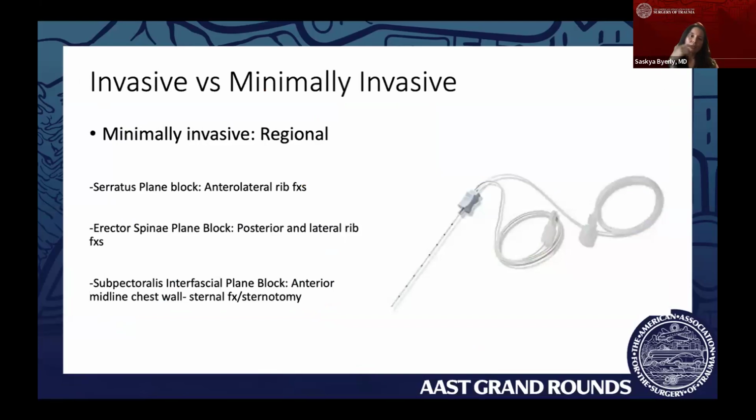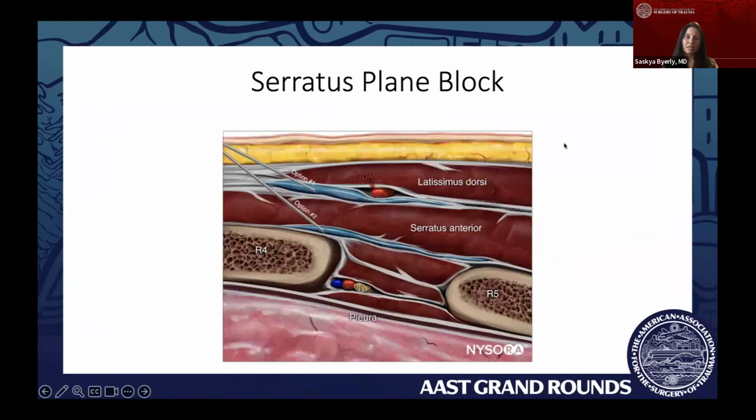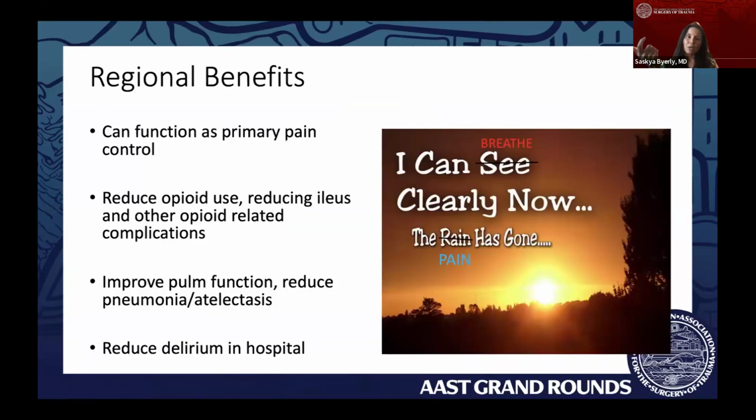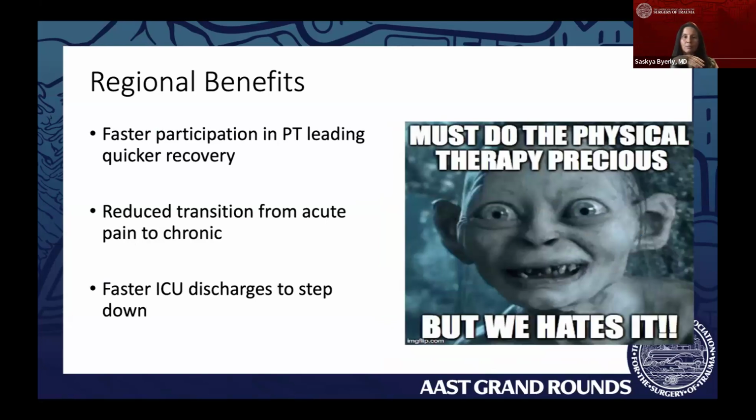Some of the blocks they'll use are serratus plane blocks for anterolateral rib fractures, erector spinae plane blocks for posterior and lateral rib fractures, and they have some other options for sternal fractures or post-sternotomy patients. Here are a few pictures of what they do under ultrasound guidance for both of these types of blocks. Some of the benefits, which maybe aren't particularly described in the trauma population but are accepted for peripheral nerve blocks, are that they assist in pain control, reduce opioid use, reduce ileus, improve pulmonary function, reduce pneumonia and atelectasis, and reduce delirium in the hospital. They also allow quicker participation in physical therapy, reduce the transition from acute to chronic pain, and lead to faster ICU discharges to step down.